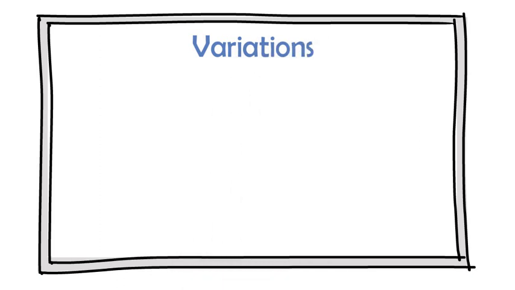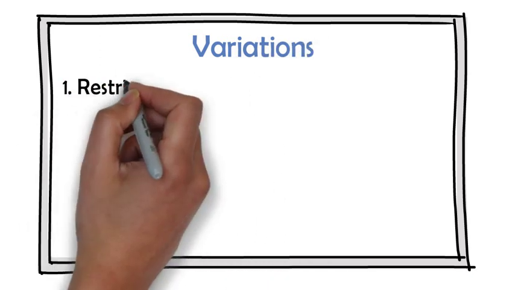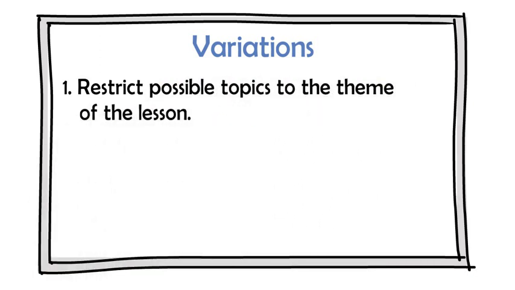Variations. Okay, here's the tweak to make the task fit into the theme of any lesson. Instead of letting students choose their discussion topics from any topic in the world ever, restrict their choices to the theme of your lesson. For example, if you've done a lesson around the topic of the news, have them choose 5 current news stories to discuss.